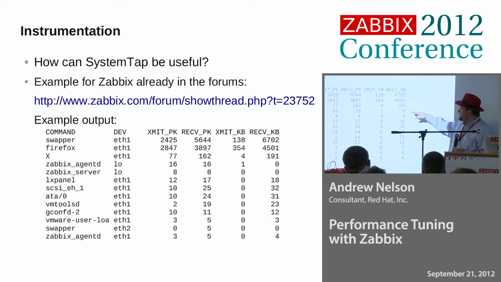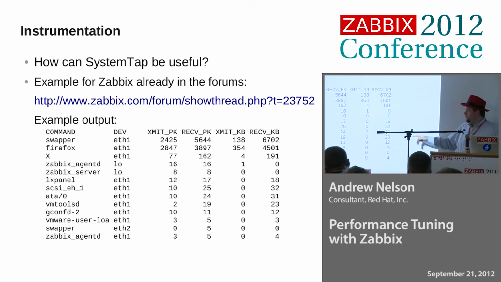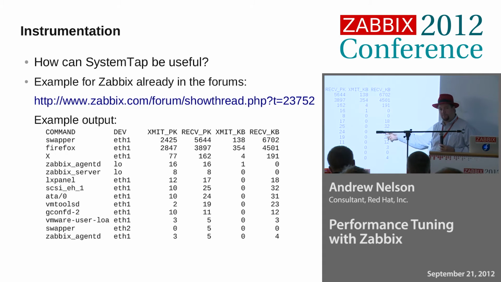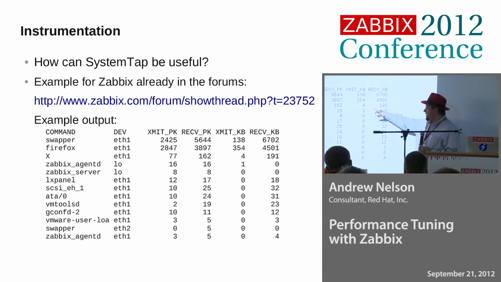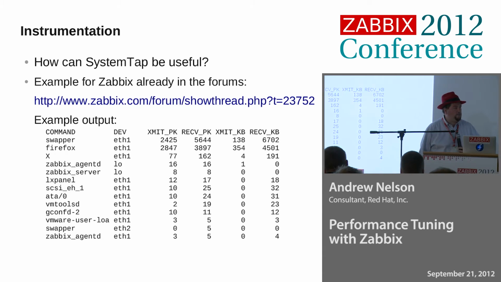Now, as you can see, the interesting thing is oftentimes you'll be on a system and you're going, wow, what program is eating up my bandwidth? Well, with a tool like this, with SystemTap, you can actually now look and see, aha, in this case, it's my swapper program that's actually doing a lot of data. Why the hell is swapper on the network?